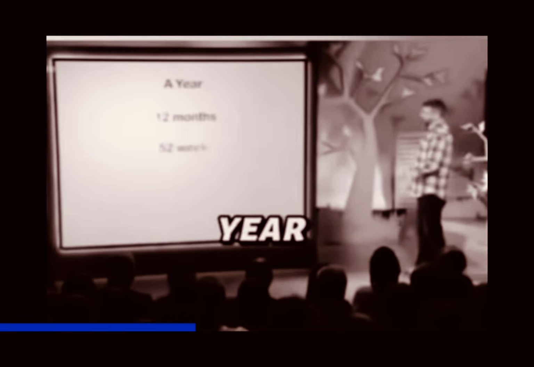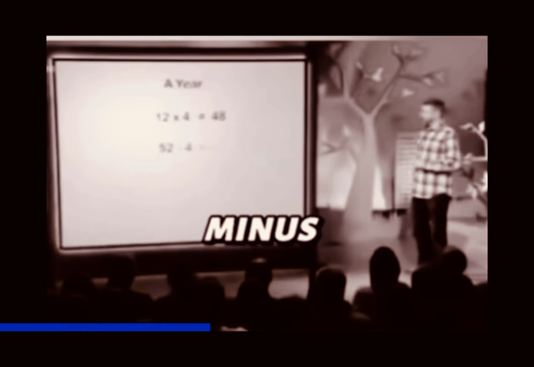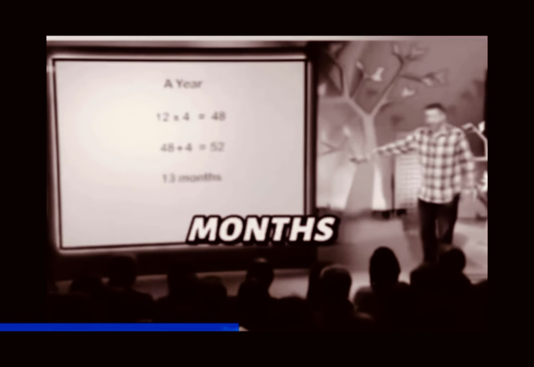Let's look at the year. How many months are there in a year? 12. Exactly. How many weeks are there in a year? 52. Good. However, 12 times 4 is 48, and 52 minus 4 is 48. It doesn't take a genius to work out we've got 4 extra weeks. And what do 4 weeks make? A month. There are actually 13 months in a year.